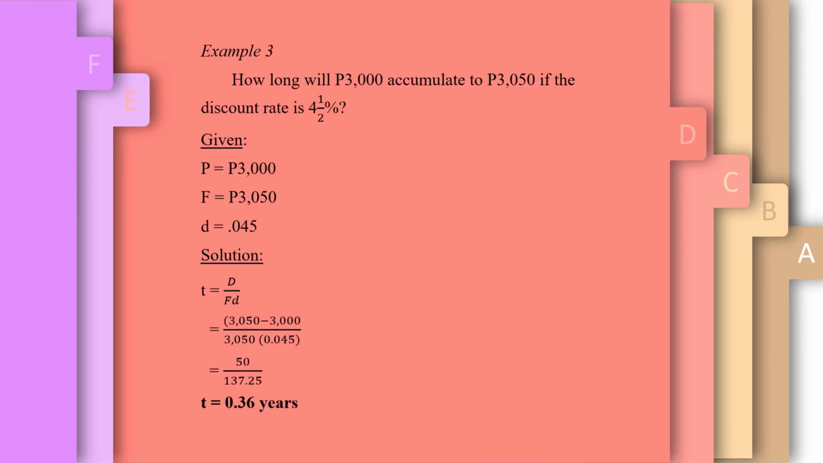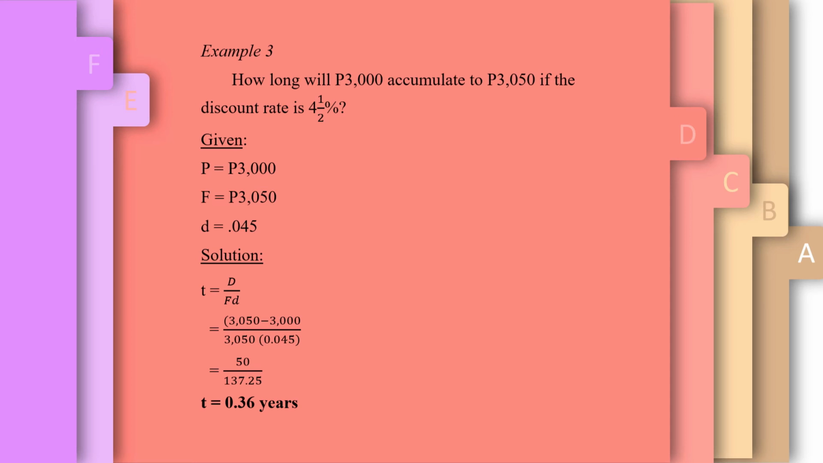Next example. How long will 3,000 pesos accumulate at 3,050 pesos if the discount rate is 4.5%? So, first and foremost again, we have to get the given. We have here 3,000 pesos, and that is the present value or the principal amount. Then we have 3,050 pesos. Since the amount is bigger than the present value, then it is the amount of maturity. So, F is equal to 3,050 pesos, and then 4.5% is the discount rate. So we have to move to decimal place, so that is 0.045.